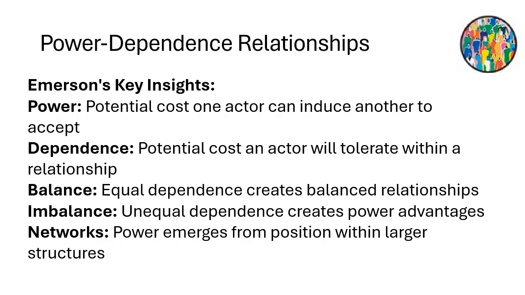Emerson's power dependence theory provides crucial insights into how power operates in social relationships. Power is defined as the potential cost that one actor can induce another to accept, while dependence is the cost an actor is willing to tolerate to maintain a relationship. When dependence is equal, relationships are balanced. When one actor depends more on the relationship than the other, power imbalances emerge.